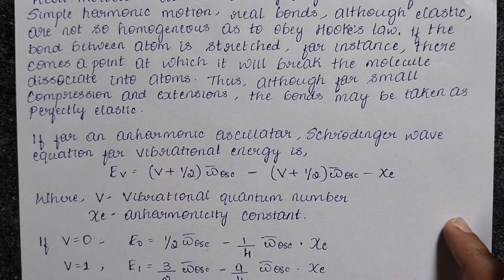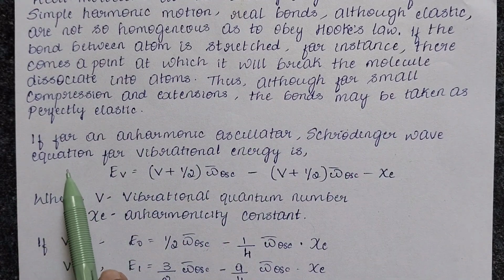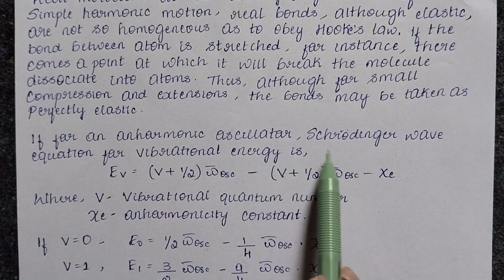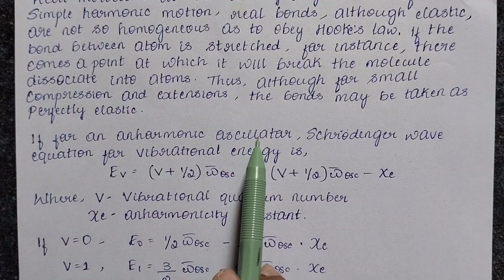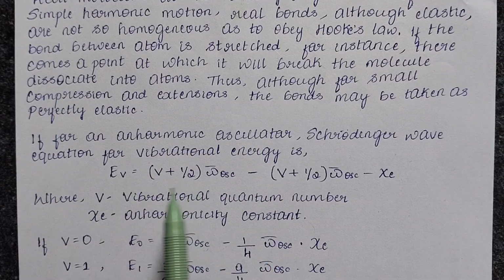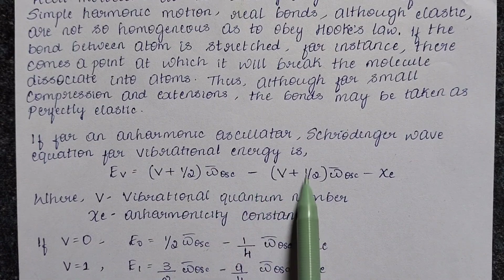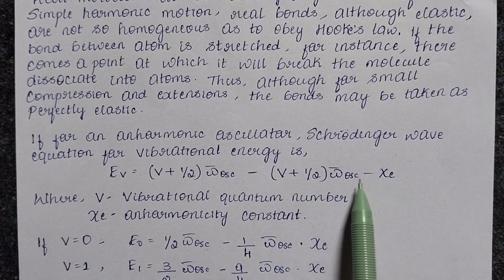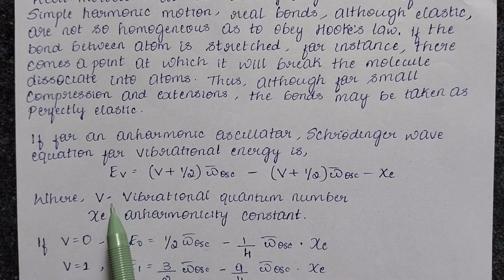Now let us see the Schrodinger wave equation for vibrational energies of an anharmonic oscillator. It is given as E_v = (v + 1/2) ω_osc − (v + 1/2)² ω_osc x_e. This is also called xi E. Here v is the vibrational quantum number and x_e is the anharmonicity constant.